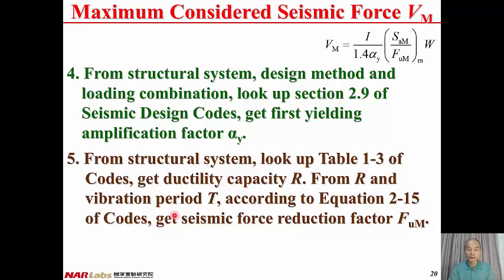From R and the vibration period T, according to equation 2-15 of the Seismic Design Code, we can get the seismic force reduction factor FUM. From steps 1, 2, 3, 4, 5, we have the importance factor I, maximum considered spectral acceleration SAM, total structural weight W, first yielding amplification factor alpha Y, and maximum considered seismic force reduction factor FUM.